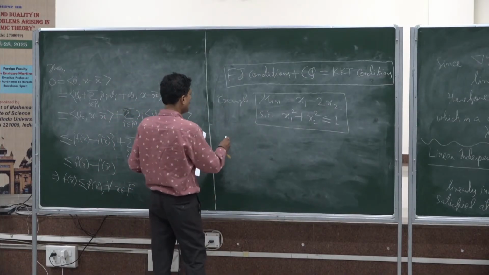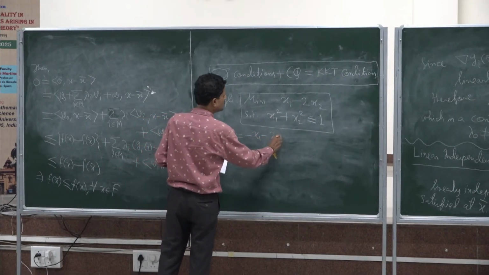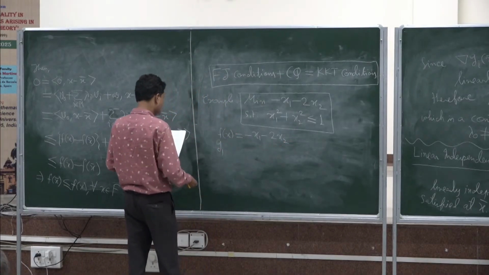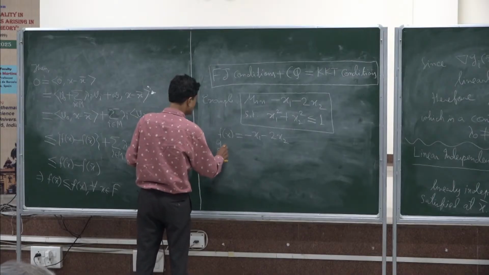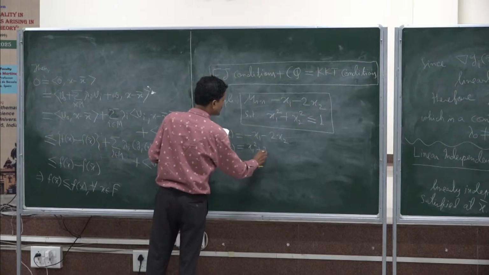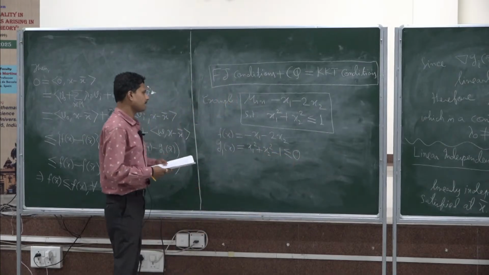So here f of x is equal to minus x1 minus 2 x2, and we have only one constraint, so we can write g1 of x is x1 square plus x2 square minus 1 less than or equal to 0.